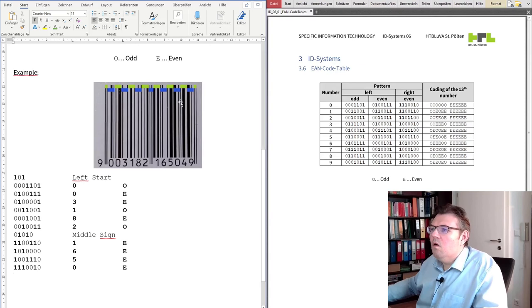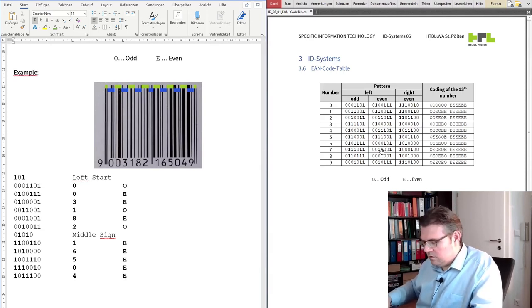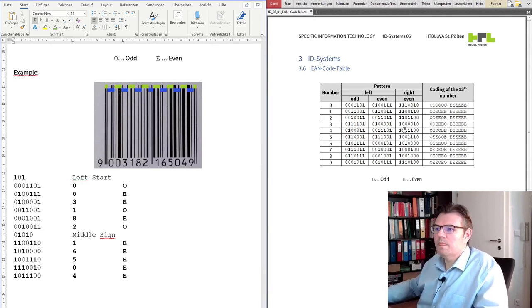And now we are at 1 0 1 1 1 0 0. Probably, because it's even, so we have 4 ones again. Let's see if this is some sort of digit. 1 0 1 1 must be 4, and of course even.